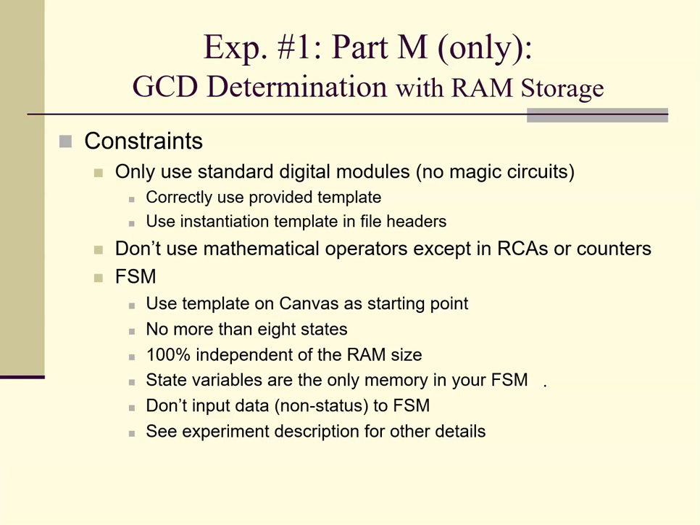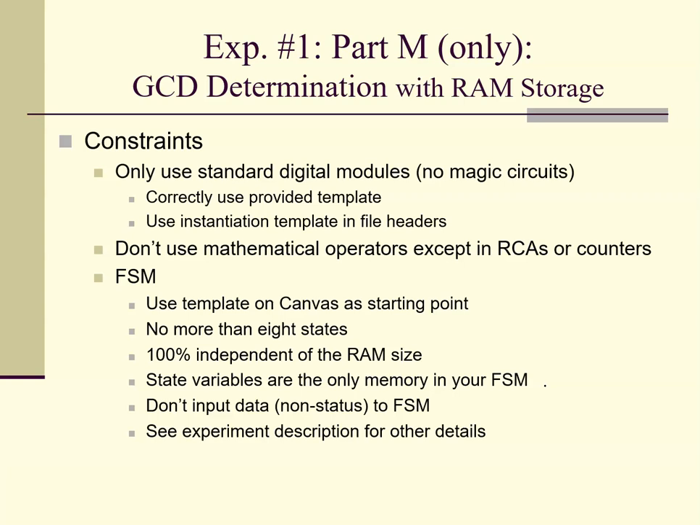I don't want you changing the modules, and there's no need. Cut and paste all the modules, except the FSM module, which has an instantiation template in the header. Cut and paste that thing. Don't use mathematical operators in this except in a ripple carry adder or counters if you need them.